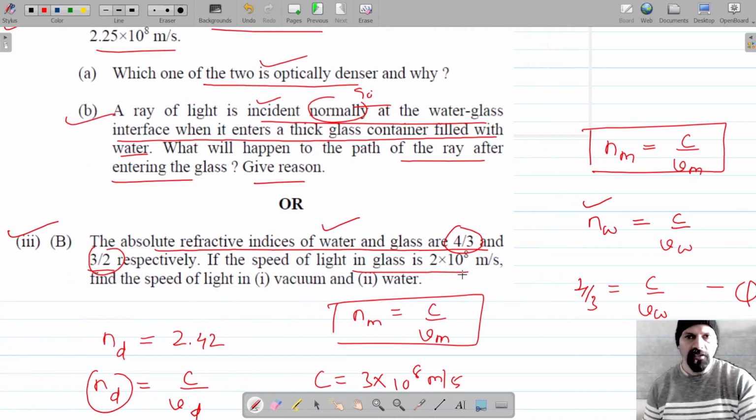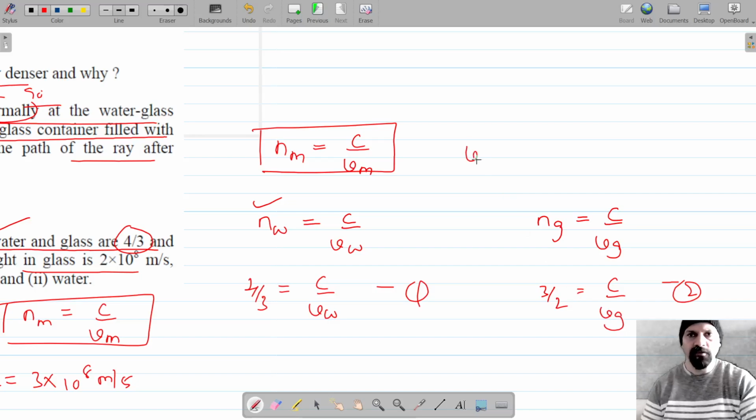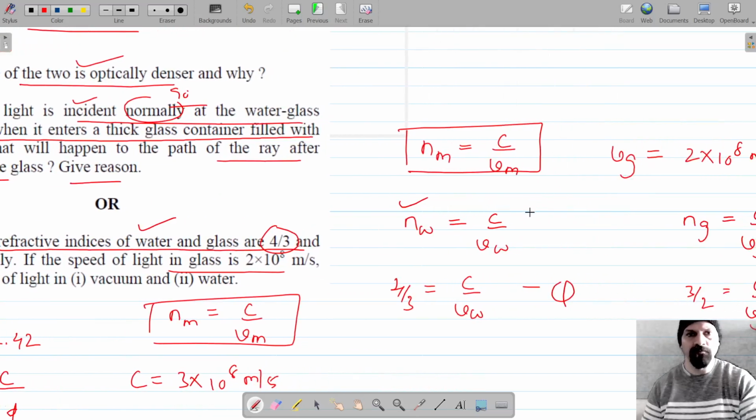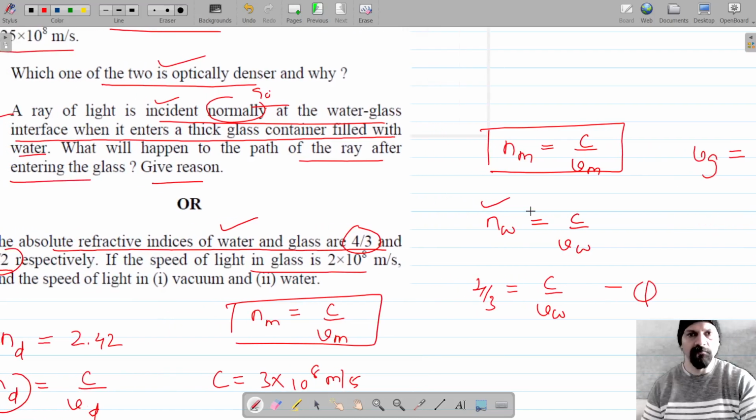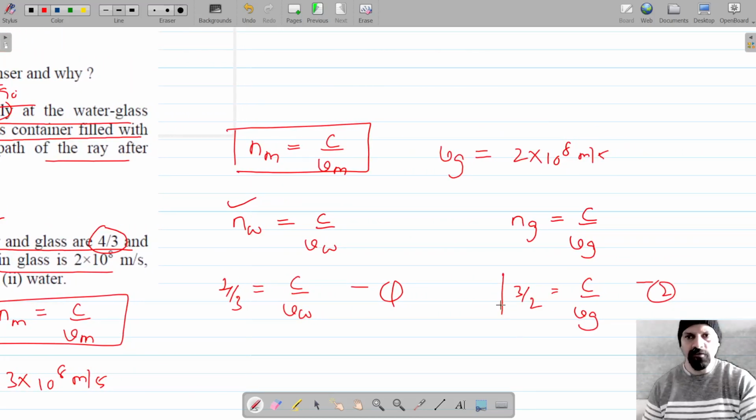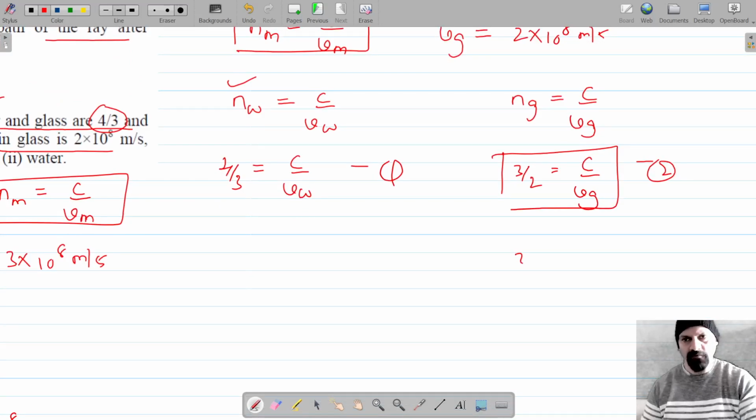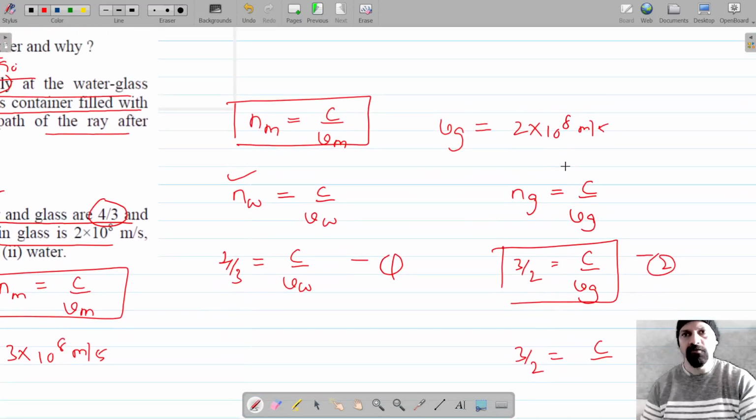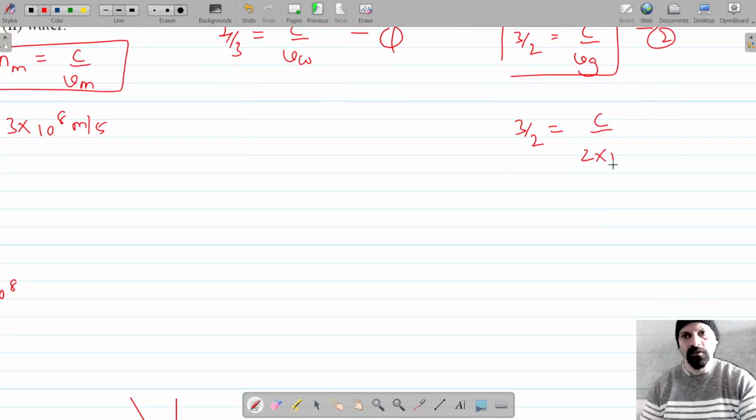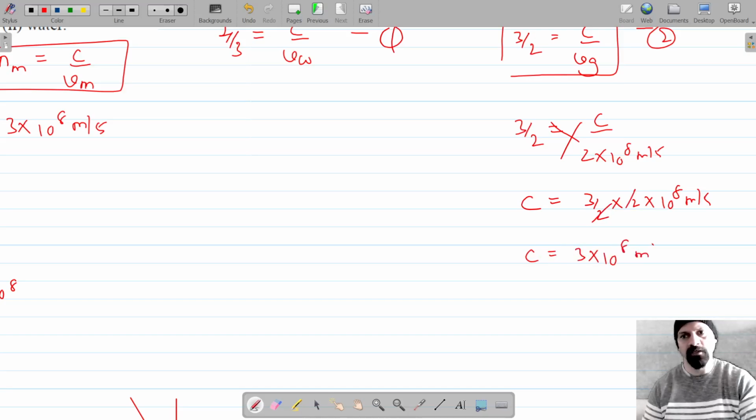Also, speed of light in glass is given, which is 2 into 10 raised power 8 meter per second, and we have to find the speed of light in vacuum. So speed of light in vacuum means C. So let's use this one. So here its refractive index is 3 by 2 equal to C by V, and speed of light in glass is 2 into 10 raised power 8 meter per second. So if we cross multiply this, C is equal to 3 by 2 into 2 into 10 raised power 8 meter per second. So this gets cancelled. So speed of light in vacuum is 3 into 10 raised power 8 meter per second.